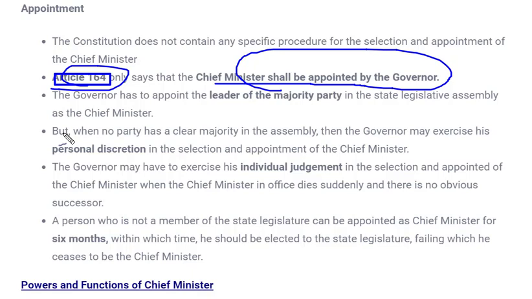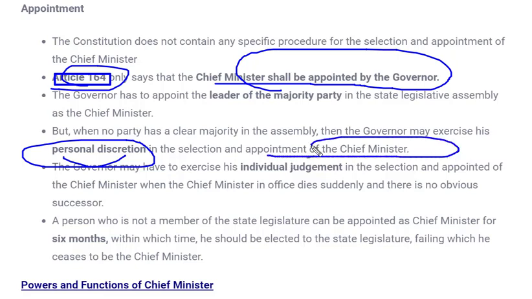Now there can be certain cases. First, we have seen that if any party has gained a majority, then the head of that party will be elected as chief minister of the state. But in some cases, it might happen that no party gets a majority in that election. So in that case, the governor may exercise his personal discretion power to appoint the chief minister. He can appoint or elect the chief minister on his own.